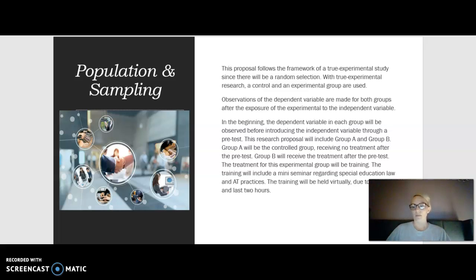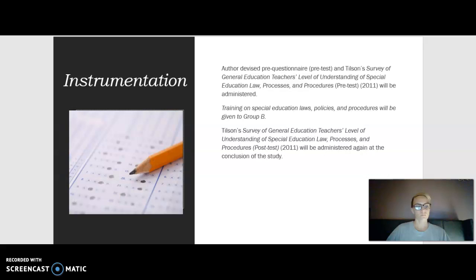The training for the special education services, laws, policies, and procedures will be held virtually due to COVID. Pretest and post-test will be sent in Qualtrics via email. So our instrumentation, we have our pretest, which is given to Group A and Group B, which is Tilson's Survey of General Education Teachers' Level of Understanding of Special Education Law, Processes, and Procedures from 2011.